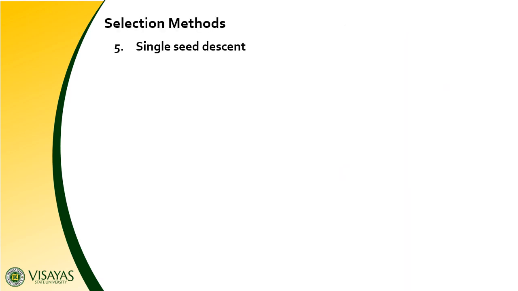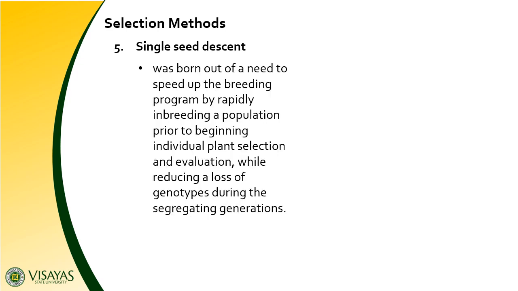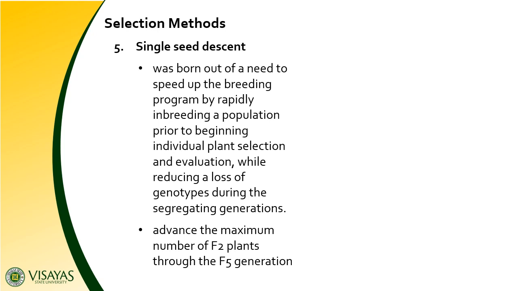Next selection method is the single seed descent. It was born out of a need to speed up the breeding program by rapidly inbreeding a population prior to beginning individual plant selection and evaluation, while reducing a loss of genotype during the segregating generation. So, advance the maximum of plants in F2 through the F5 generation.